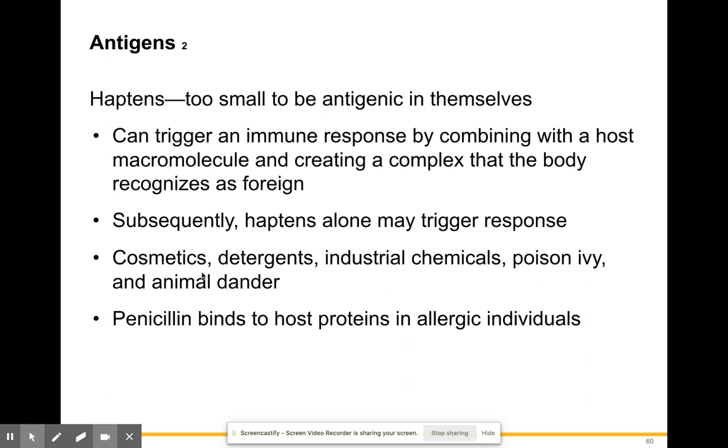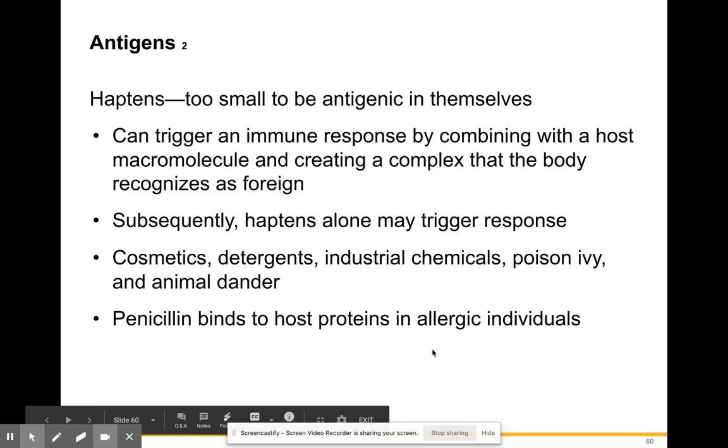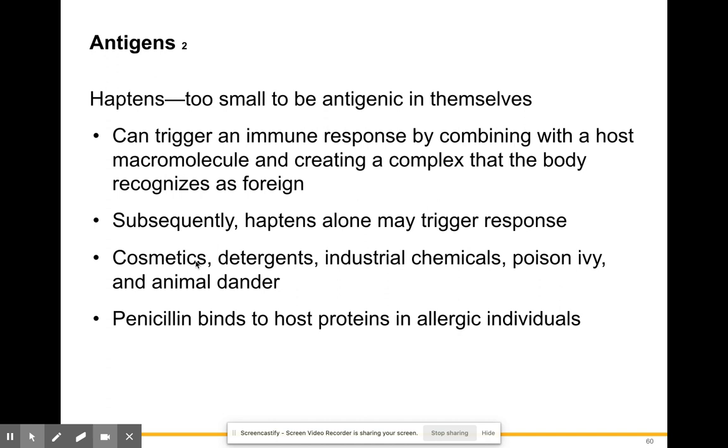In some people, haptens can bond to penicillin and produce an allergic reaction. But think about what all of these things can do. People can have allergic reactions to cosmetics. They can have allergic reactions to detergents, right? They can get rashes if these things come into contact with their skin. Because what happens when things come into contact with your skin? They get absorbed subcutaneously and they can enter your bloodstream.